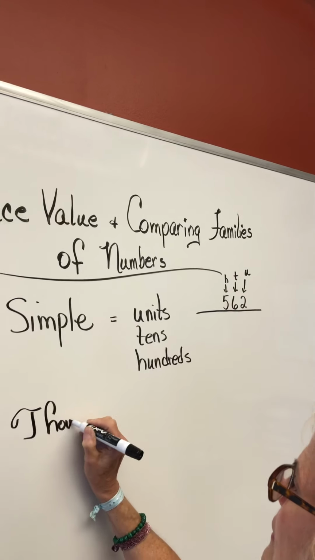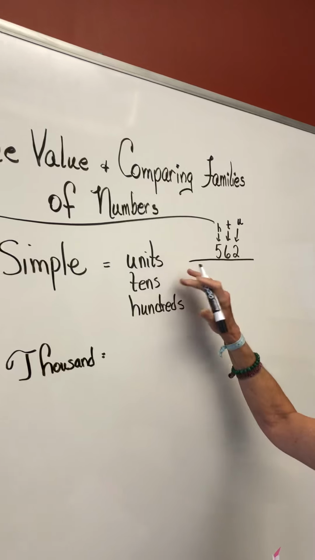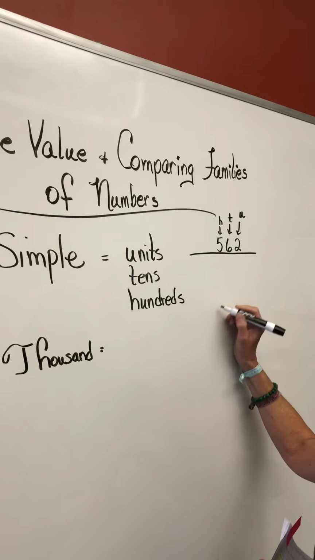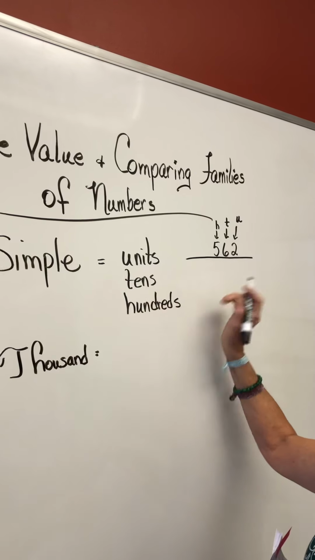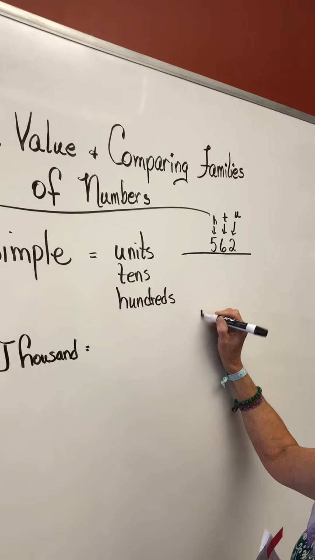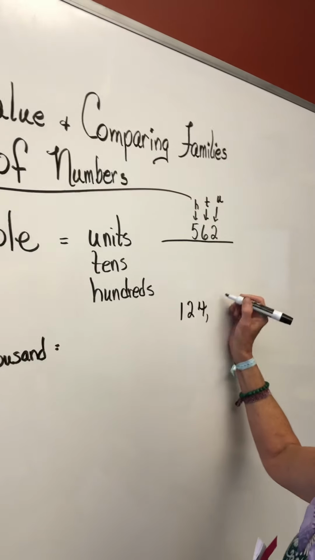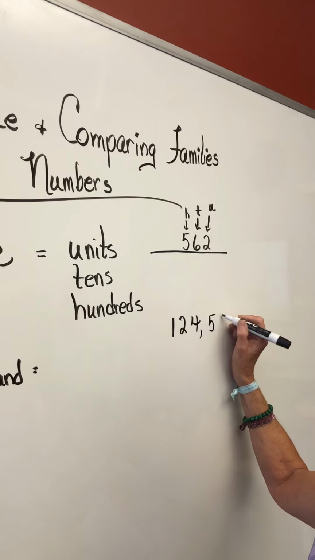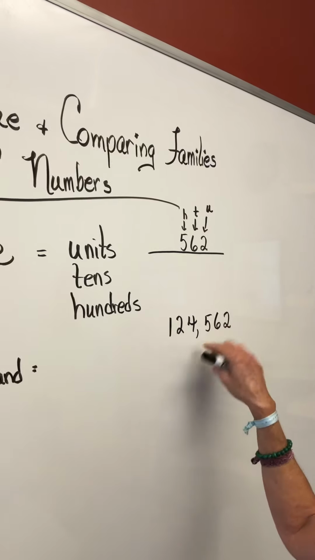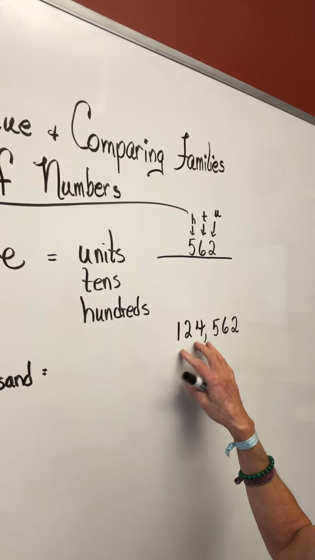It's called the thousand family. And again, we have these same categories, but we call them units of thousand, tens of thousand, and hundreds of thousand. All right, so let's say we have 124,562. So here's our simple family. We separate each with a comma, and this is our thousand family.